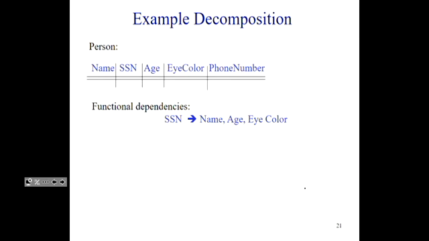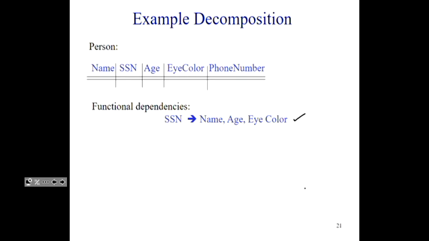So let's see how these decompositions look. Let's say I have a relation with name, SSN, age, eye color, and phone number. My functional dependency is only SSN implies name, age, eye color. Okay?